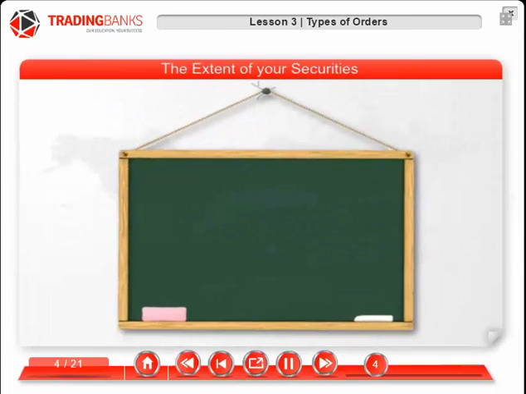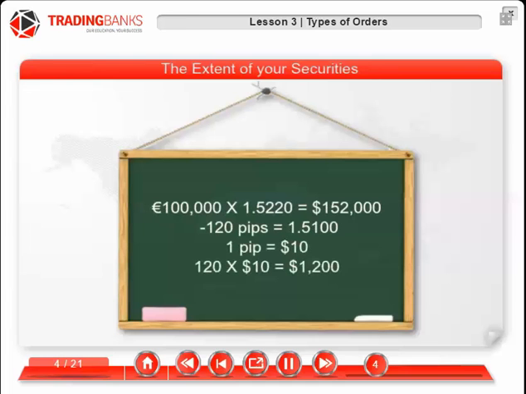Here's a question for you. I have $1,000 in my account. Now, I bought 100,000 euros at an exchange rate of 1.5220. Now the rate fell by 120 pips. What will my position be? Well, it's very simple actually. In a transaction of 100,000 euros, every pip is worth $10, or rather 120 pips is equal to $1,200.